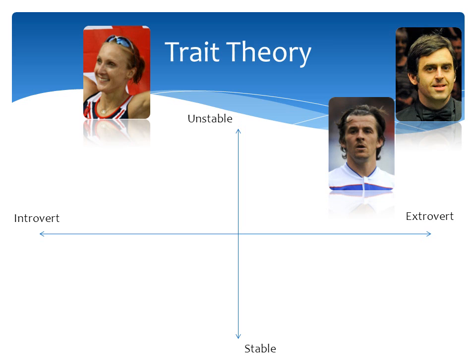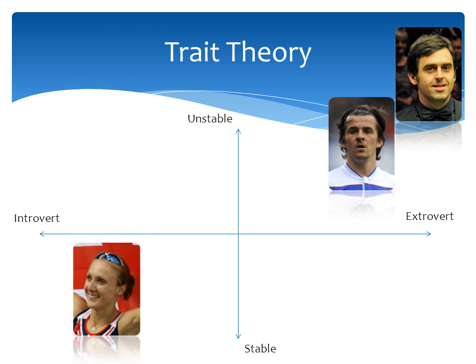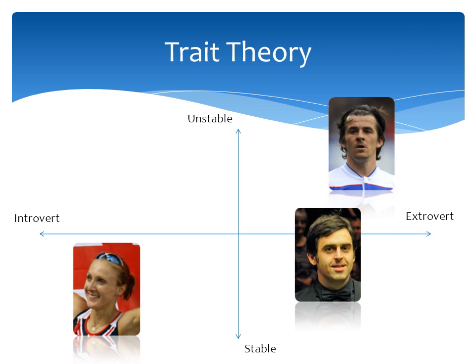What about Paula Radcliffe? I've decided that I'm going to put her over here, that her behaviours are relatively stable, her traits are relatively stable, and that she's essentially a pretty introverted character. Finally then we've got Ronnie O'Sullivan. I'd suggest that he's probably more along the extroverted continuum, perhaps not quite so far as Joey Barton is, and that maybe because he's a snooker player perhaps, and he's learned to control that extroversion, that he's relatively stable in terms of his traits. What about yourself? Where would you put yourself on these two continuums?